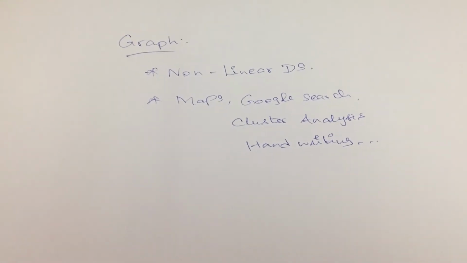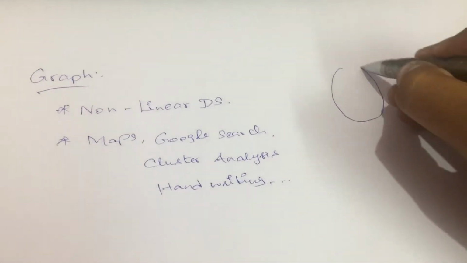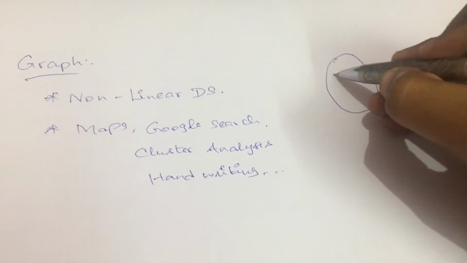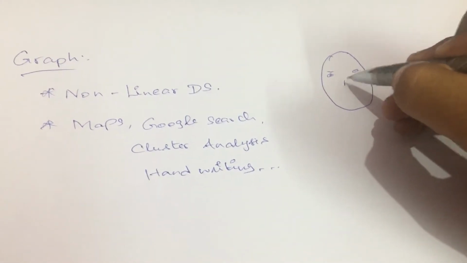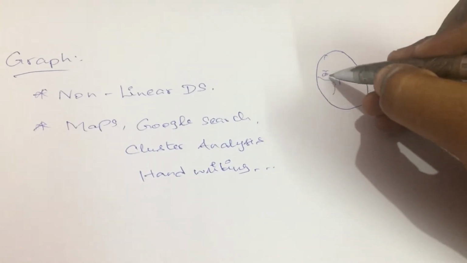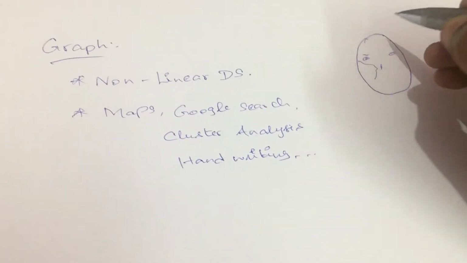A graph has node points, and those node points are connected by edges. Say for example, if I am detecting a human face, the eyes will be detected first, followed by the nose point. Everything will be connected as edges, right? Each and everything will be connected, and at last it will form a graph.